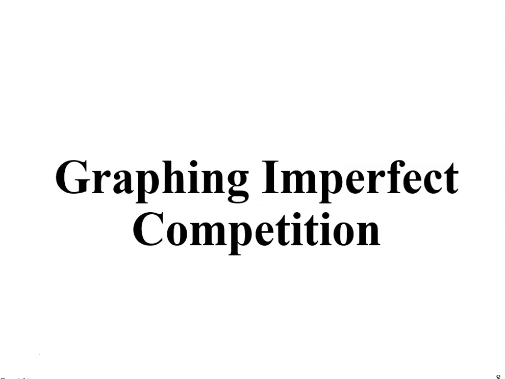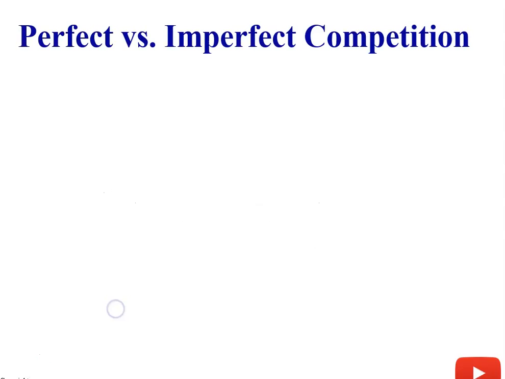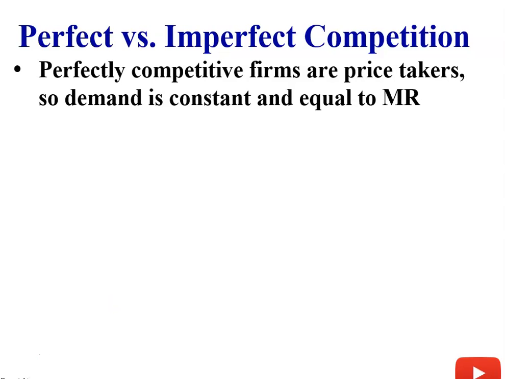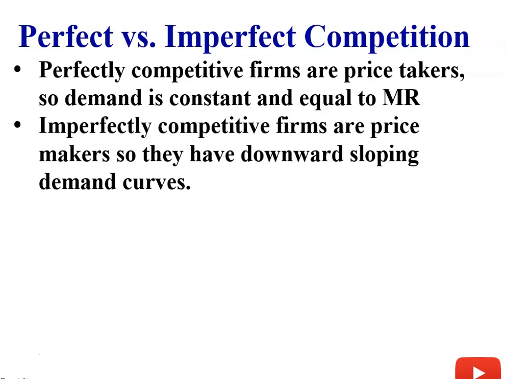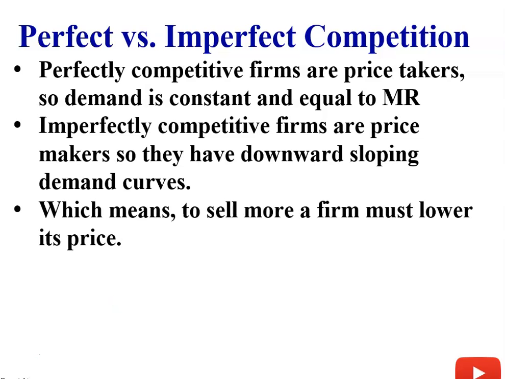Graphing imperfect competition is going to look different than we did for perfect competition. Perfectly competitive firms are price takers, so the demand is constant and equal to marginal revenue. In imperfect competition, firms are price makers, so they face a downward sloping demand curve, which means that in order to sell more, they have to lower their price.